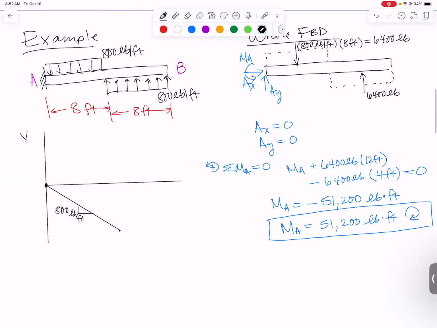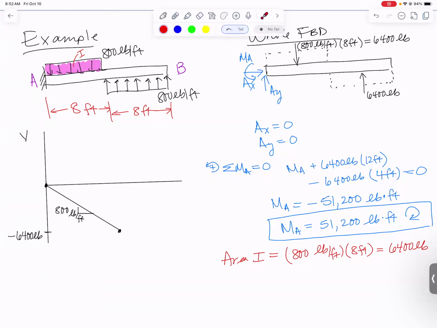Now, do we want to figure out how far we end up at when we get to the bottom? Well, we can also find that from our distributed load. We just need to find the area underneath the curve. Call it area 1. Area 1 is going to be, it's a rectangle. The height is 800 pounds per foot, and the distance it acts over is 8 feet. So we did that math already. That is 6,400 pounds. So we are going to end up at minus 6,400 pounds on our shear force diagram.